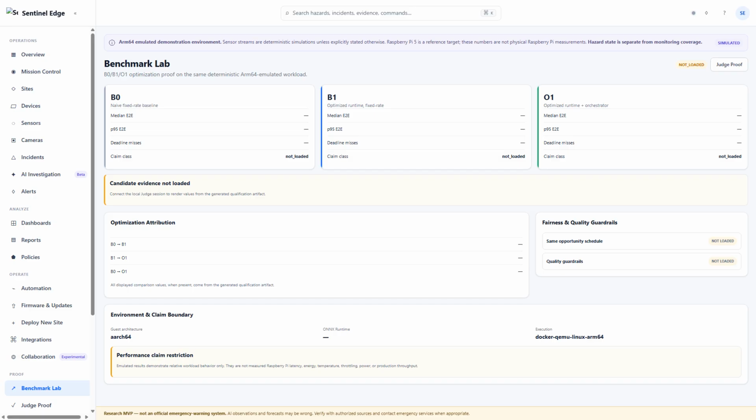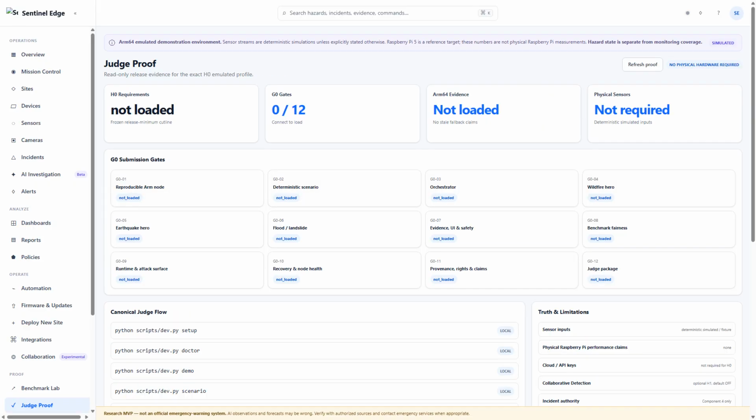And O1 adds the orchestrator, adaptive cadence, workload admission, wildfire wake and sleep behavior, and seismic reservation. All 3 use the same deterministic workload and quality guardrails, so I can separate runtime optimization from orchestration itself. The core demo requires no cloud account, no API key, no live data source, and no physical sensor. It is designed to be reproducible, inspectable, and useful even when connectivity disappears.